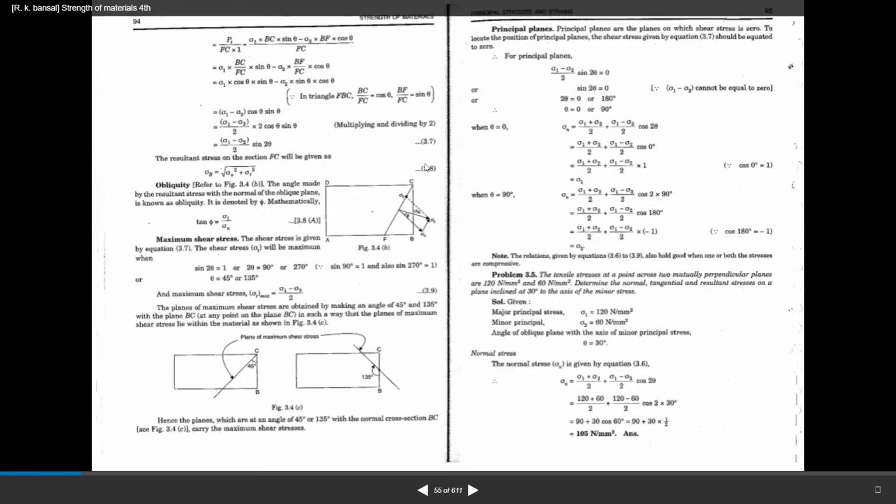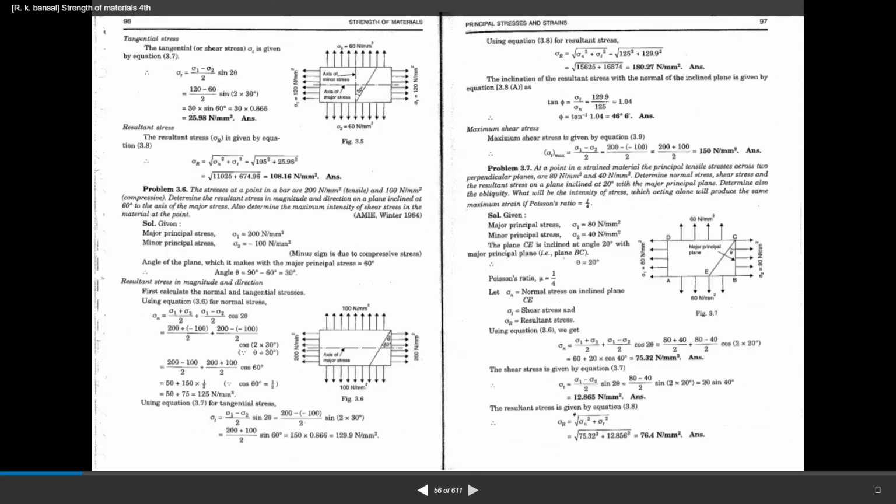This is the diagram, 3.a diagram. The angle made by resultant stress with the normal of the inclined plane is known as obliquity. It is denoted by phi. Mathematically, tan phi equal to sigma t by sigma n. This formula will be used in this problem.